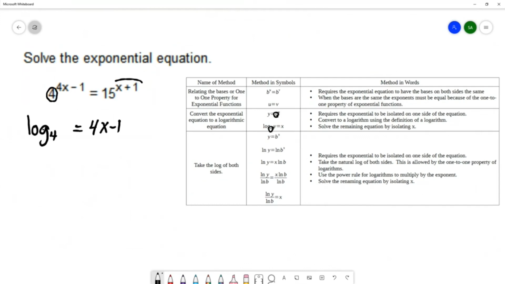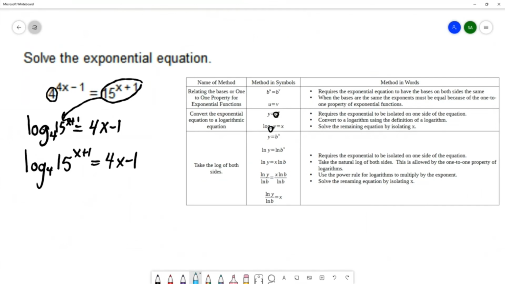And then the other side of the equation is what goes inside that logarithm. So that's 15 to the x plus 1. Let me rewrite that so that it's not so messy. Log base 4 of 15 to the x plus 1 equals 4x minus 1. So now we can use the power rule for logarithms and move this exponent into the coefficient. So this becomes x plus 1 log base 4 of 15 equals 4x minus 1.